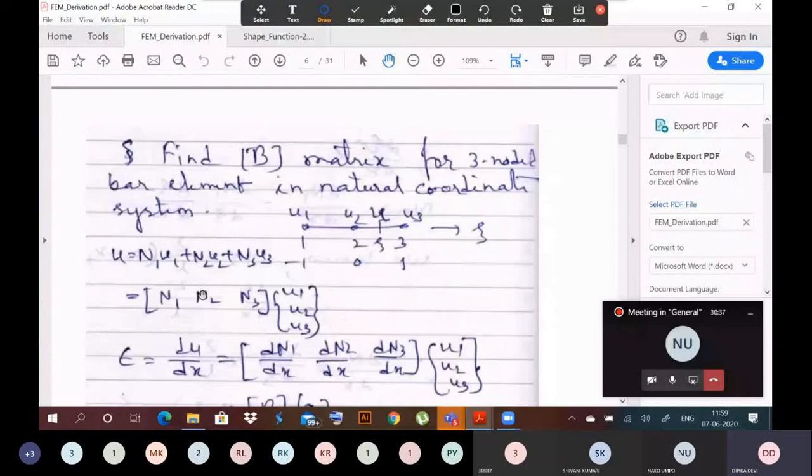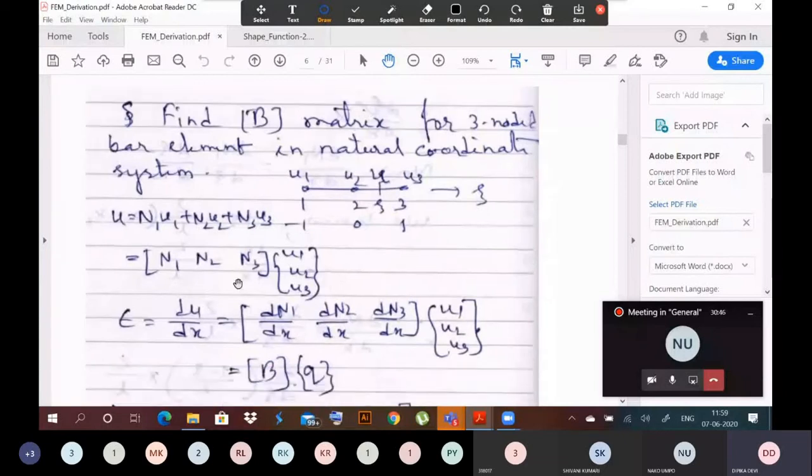Epsilon is equal to B into Q, where Q is the nodal displacement vector of the element. Here we have a 3-noded bar element, so we have 3 degrees of freedom, that is U1, U2, U3. So our epsilon will be equal to B into Q. Next, we have to find out this B. So B is what? B is dN1 by dx, dN2 by dx, dN3 by dx, right?